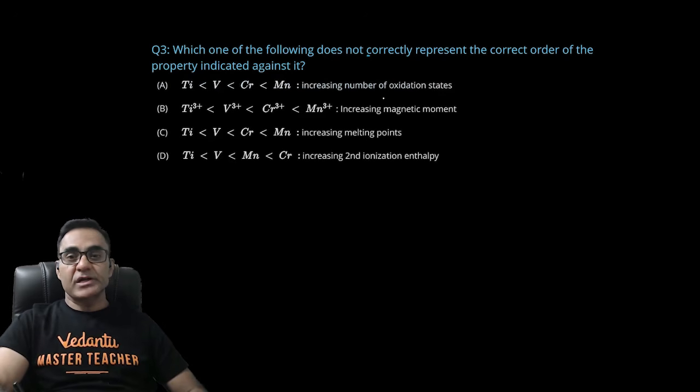Which of the following does not correctly represent the correct order of property indicated against? इनमें से कौन सा प्रॉपर्टी करेक्टली रिप्रेजेंट नहीं कर रही है?